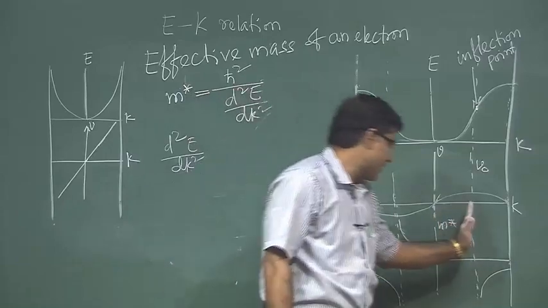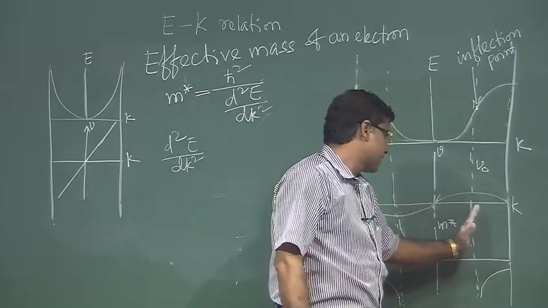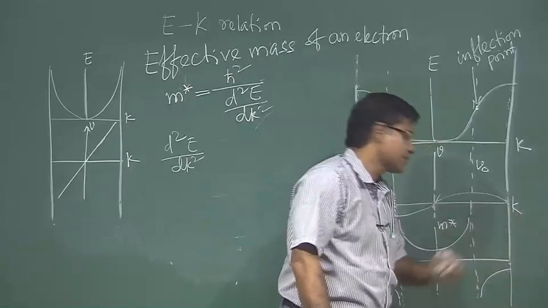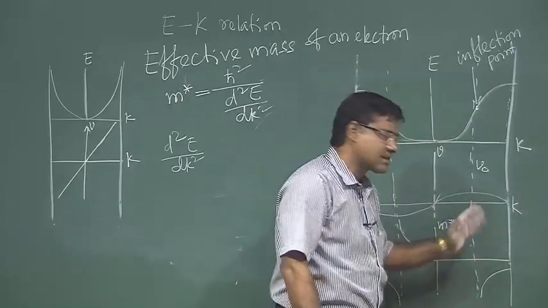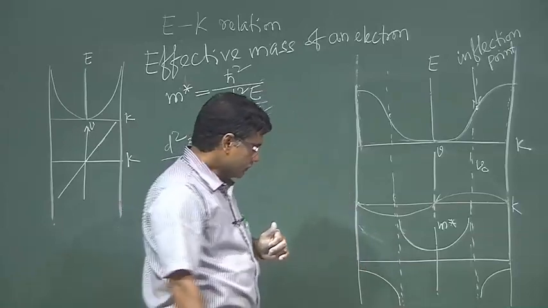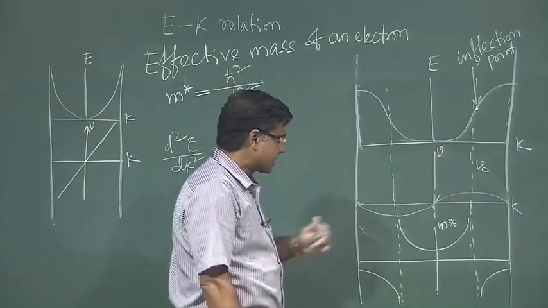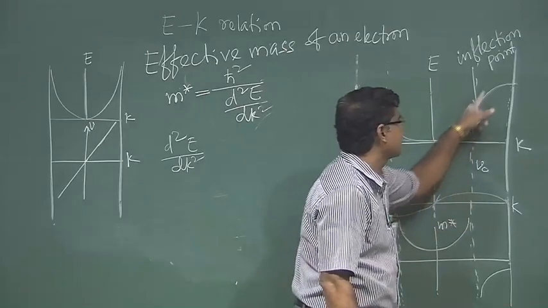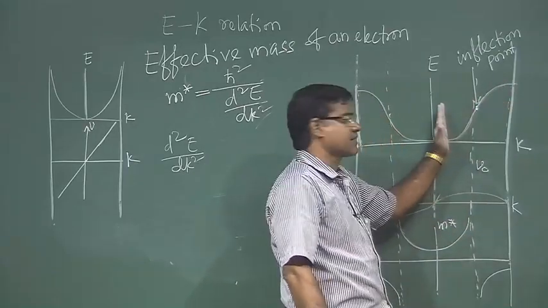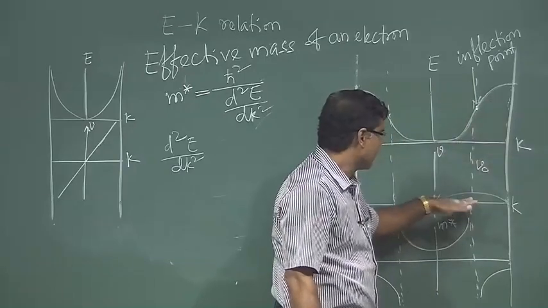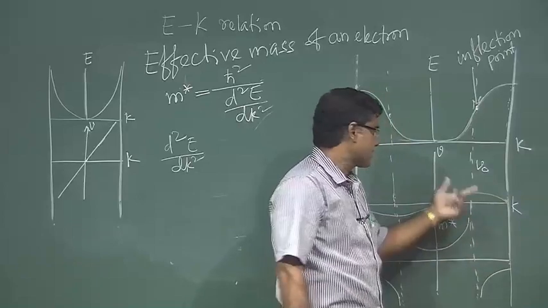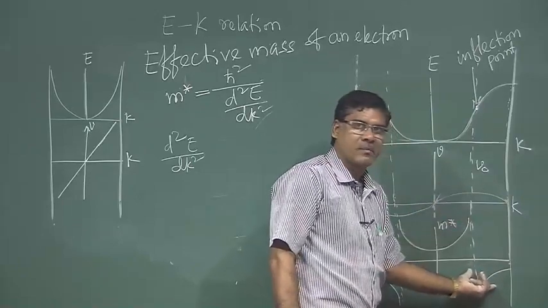So, before the inflection point it is positive and after the inflection point it is negative. So, this inflection point is the turning point of the curvature, you know. So, this is very important. Before this inflection point and after the inflection point, these changes are different in case of velocity, in case of mass also.